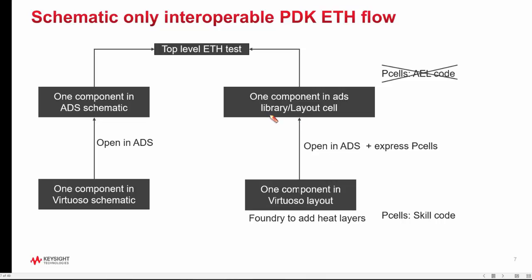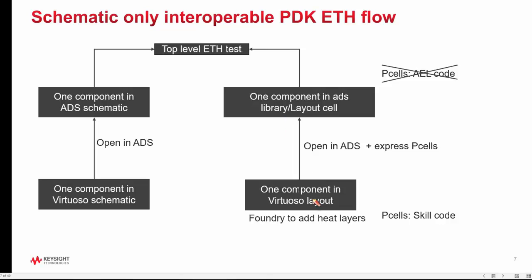But the other one is called a schematic only interoperable PDK. With this kind of PDK, everything else is the same except on the ADS side, they didn't do this job. So then you only have this P-cell here. When you have a P-cell here and you open it on the ADS side, everything else will come over, including this hierarchy, everything of the layout, right? The only piece that doesn't show up is the P-cell.